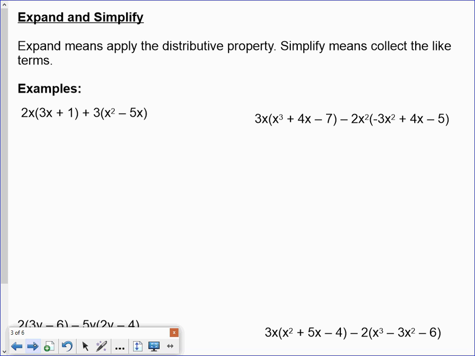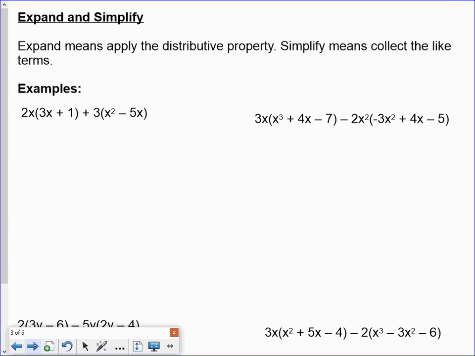So if we see some expressions involving brackets, like we have here, we can expand and simplify. Expand just means apply the distributive property to the brackets: take everything inside the brackets and multiply it by that thing in front of the brackets. And simplify means to collect our like terms. So let's take a look at our first one here.